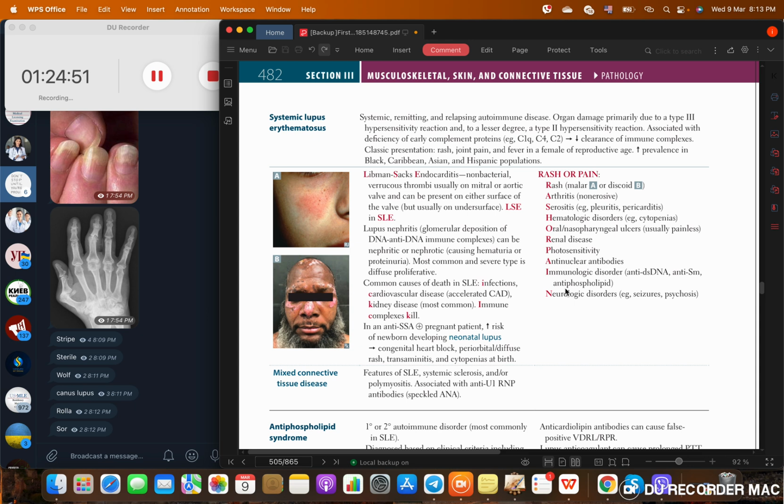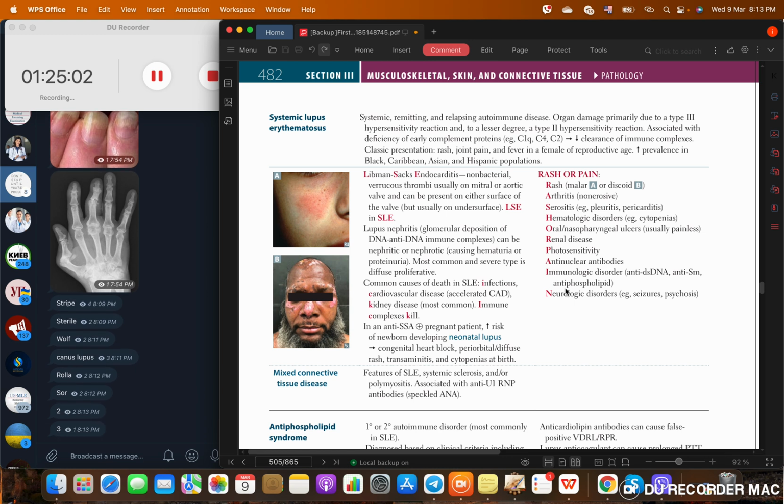Hematological disorders such as cytopenias, these are mediated by which type of hypersensitivity reaction? It's a type 2 hypersensitivity reaction. Again, I repeat, hematological disorders are a type 2 hypersensitivity reaction. The organ disorders are a type 3 hypersensitivity reaction. Oral or nasopharyngeal ulcers, which are going to be painless, renal disease, including both nephritic and nephrotic syndrome, photosensitivity, which is like fear of light, antinuclear antibody, and immunological disorders, such as anti-double-stranded DNA and anti-Smith antibody and antiphospholipid antibody, in addition to the neurological disorders.